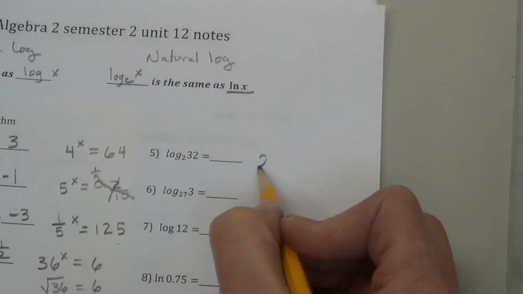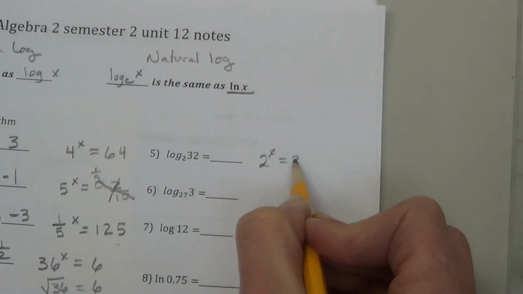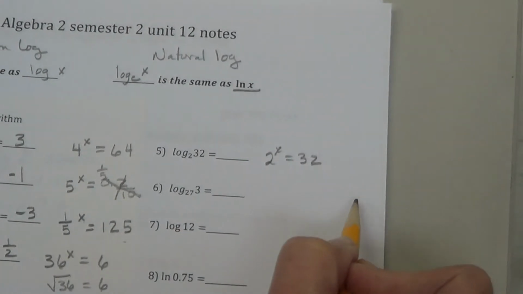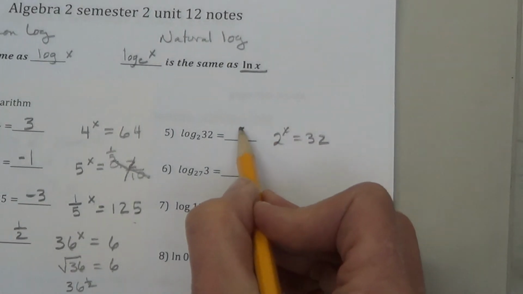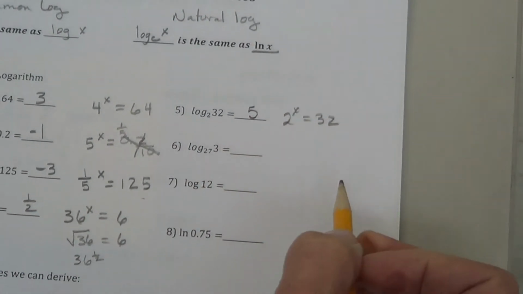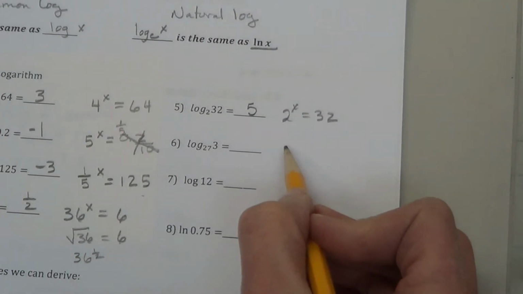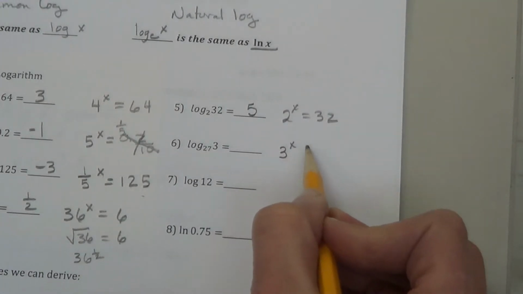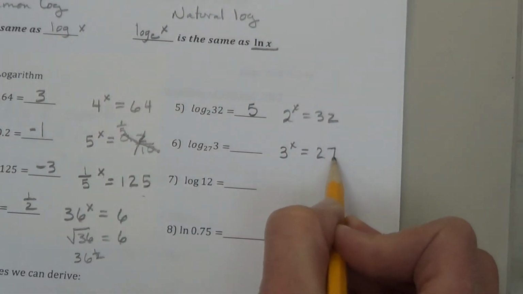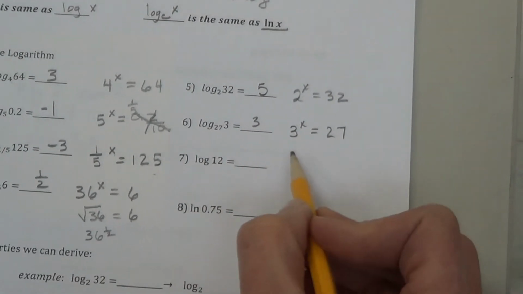Next one, 2 to what power equals 32? Can multiply that out, that would be 5. Please pause the video at this point and try to fill these in. 3 to what power equals 27? That would be the third power.